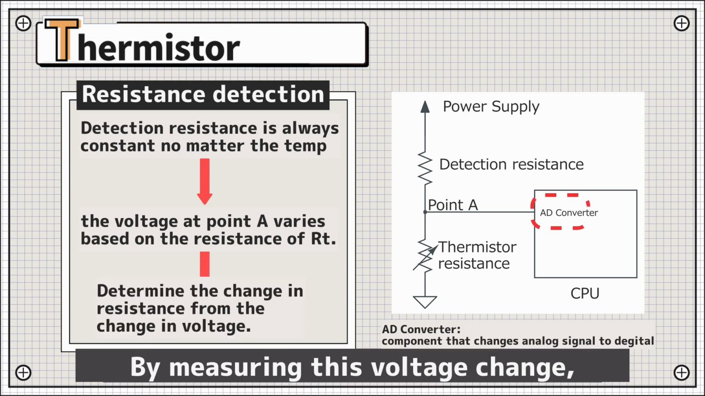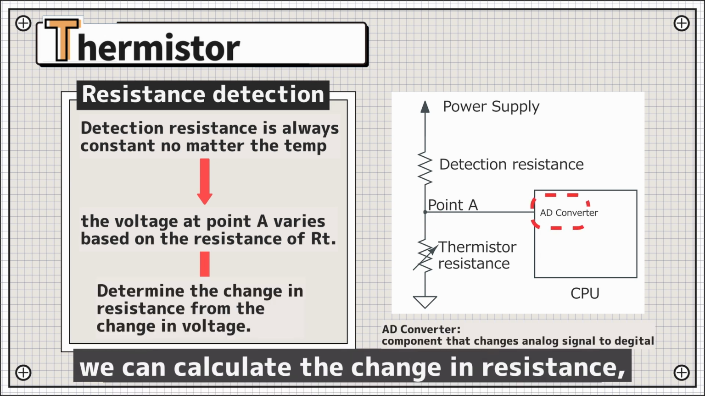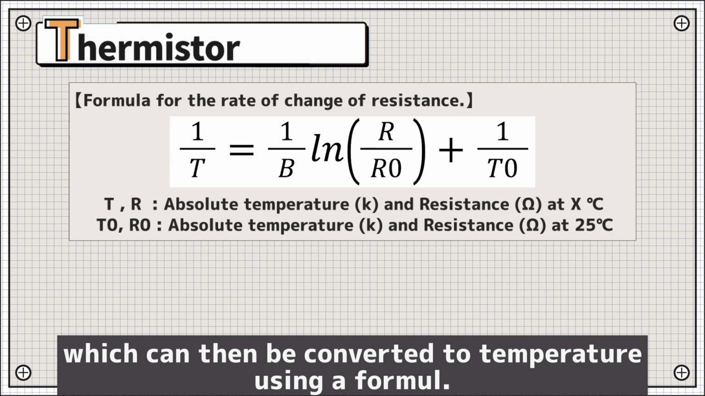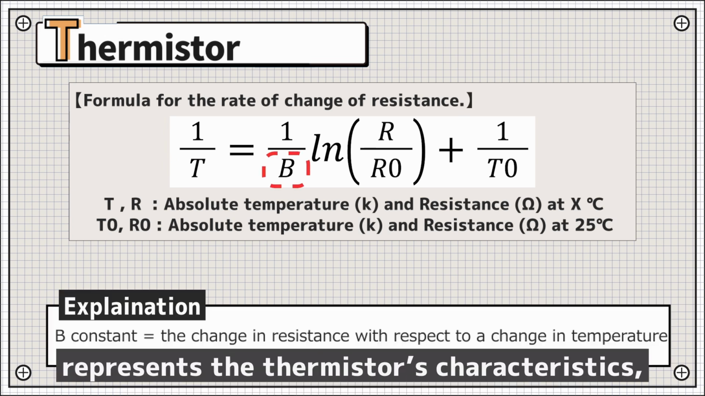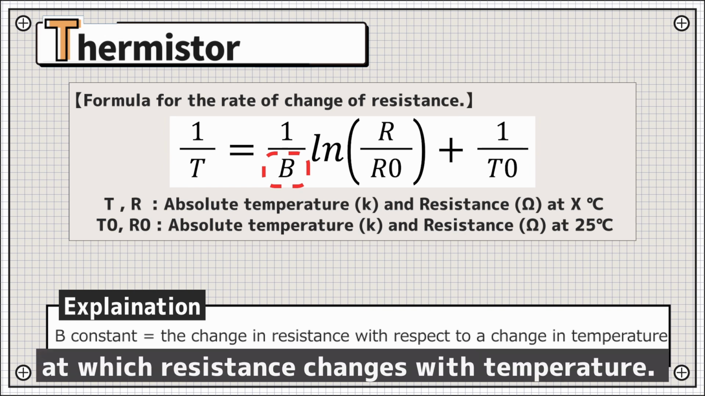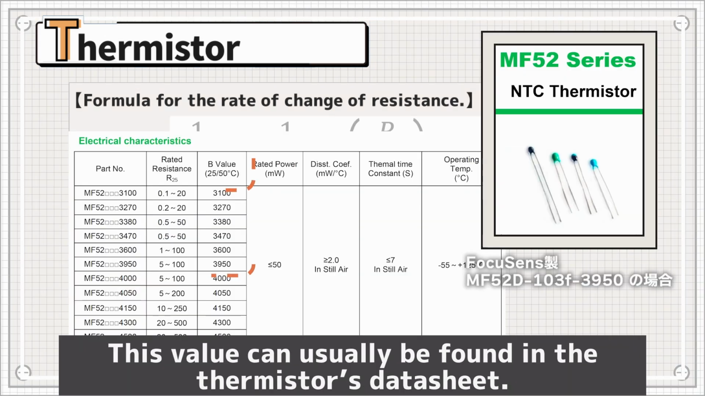By measuring this voltage change, we can calculate the change in resistance, which can then be converted to temperature using a formula. The B constant represents the thermistor's characteristics, indicating the rate at which resistance changes with temperature. This value can usually be found in the thermistor's datasheet.